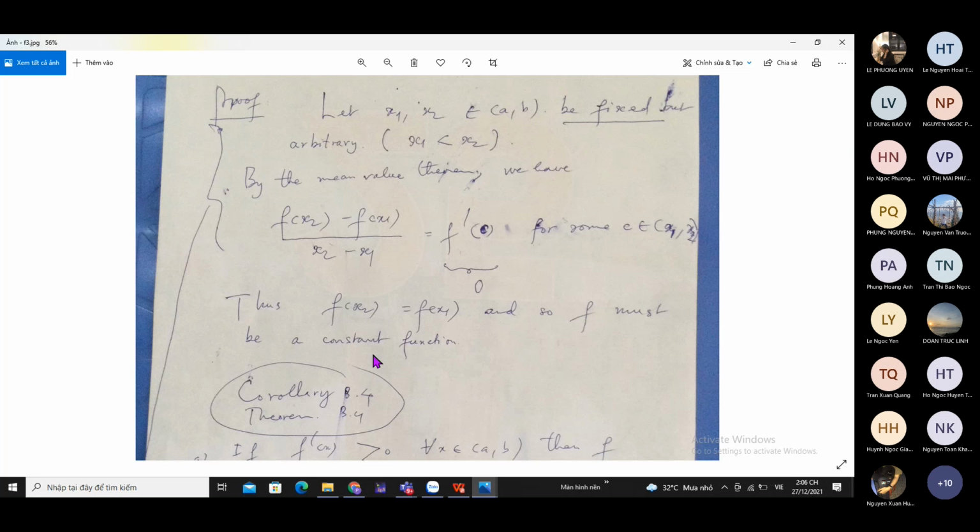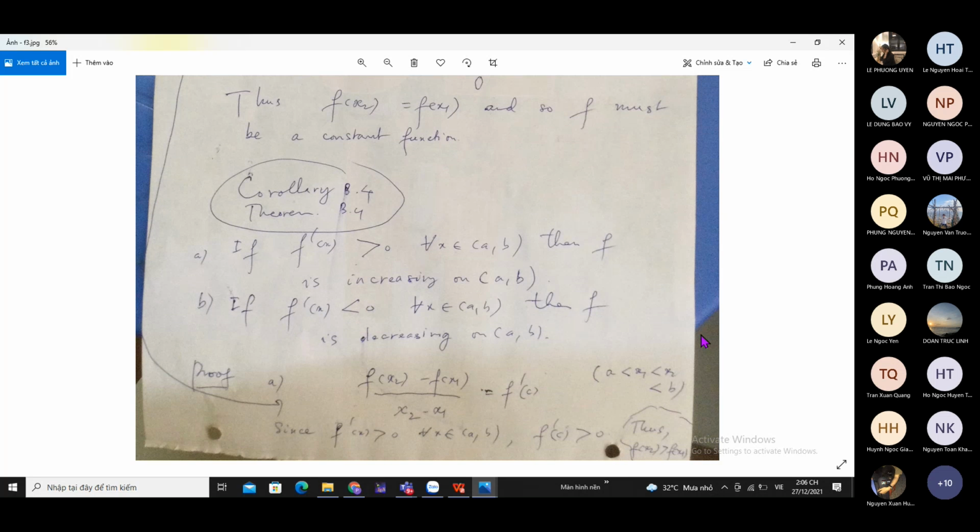And by the way, you learned this in high school already. Okay, let me remind you. If f prime of x is positive for any x of the open interval AB, then f is increasing on the interval AB. And if f prime of x is negative for any x of the open interval AB, then f is decreasing on the open interval AB. How to prove that? It follows directly from the mean value theorem.